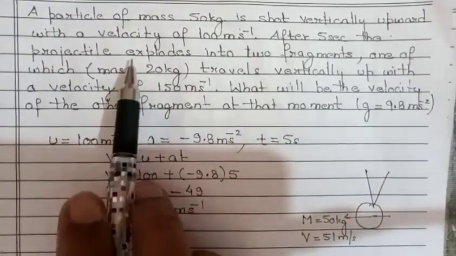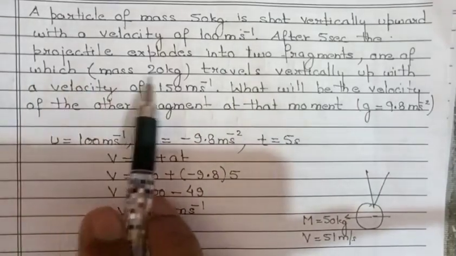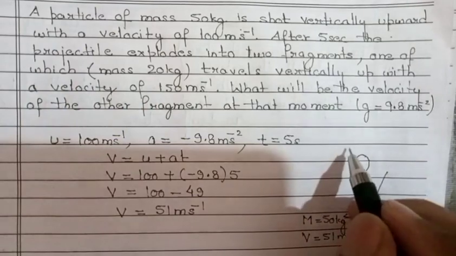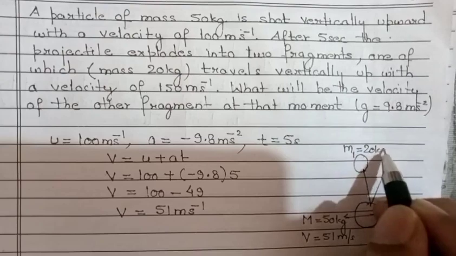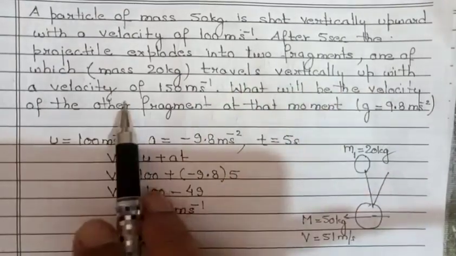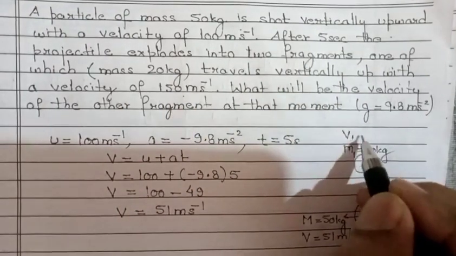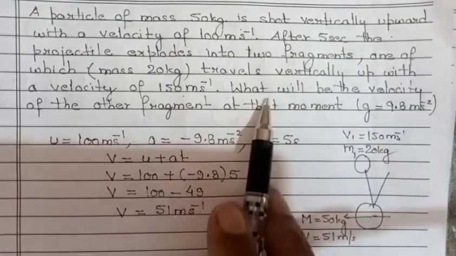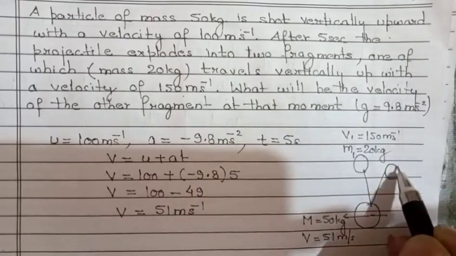Now the question says, into two fragments, one of which is of mass 20 kg. So one fragment is having mass of 20 kg. And that travels vertically up with a velocity of 150. What will be the velocity of the other fragment? Now let us consider this other fragment.